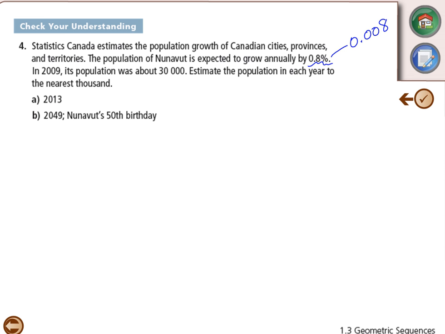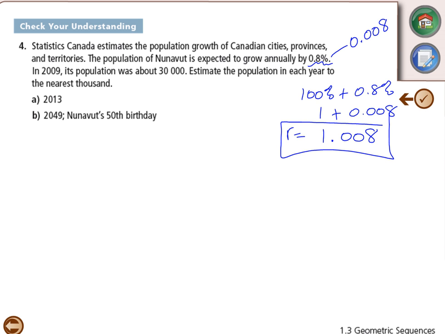Second thing, that's not the R value, because there's still 100% of the people that were there the year before. We're adding an extra 0.8%. So we've got 100% plus 0.8%, or in other words, 1 plus 0.008, which gives us our R value of 1.008. Right there's the first hard thing to do with a question like this.